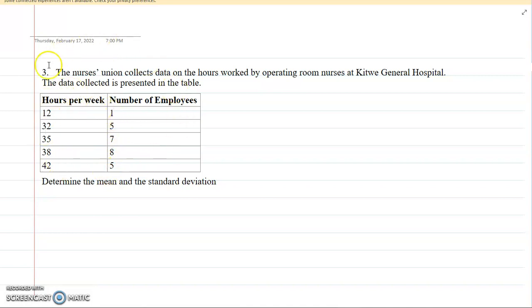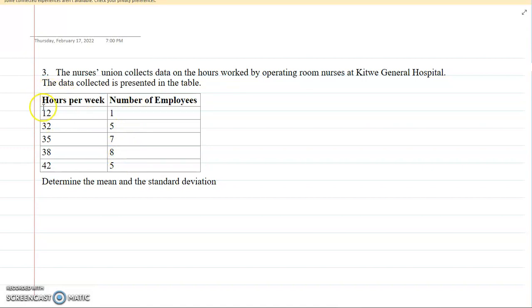I'll give you a second to guess what type of data is this. Is this data grouped or ungrouped? Okay, so yes, this data is grouped because it has a frequency, the number of times something is happening. So that is a frequency. So the number of employees is acting as a frequency.